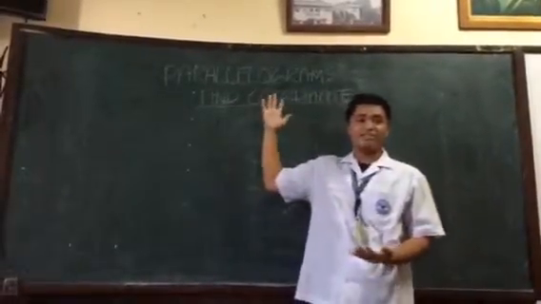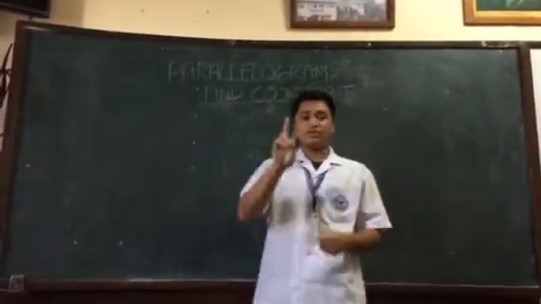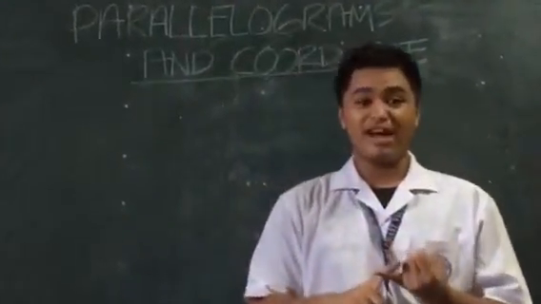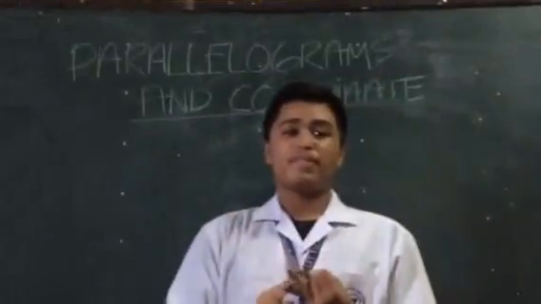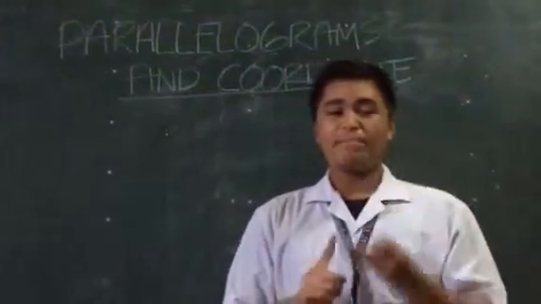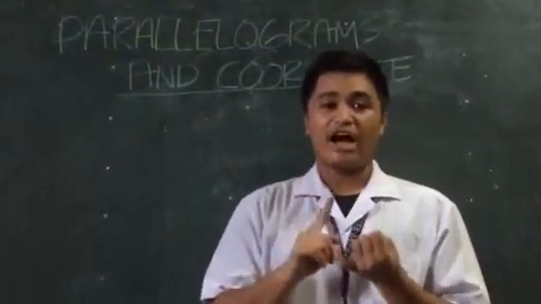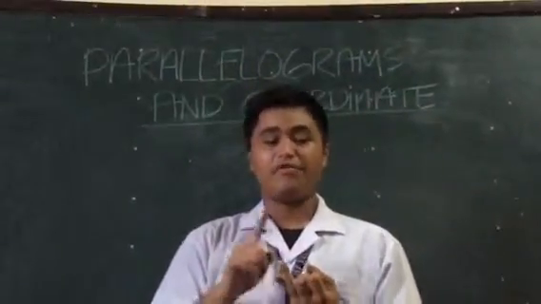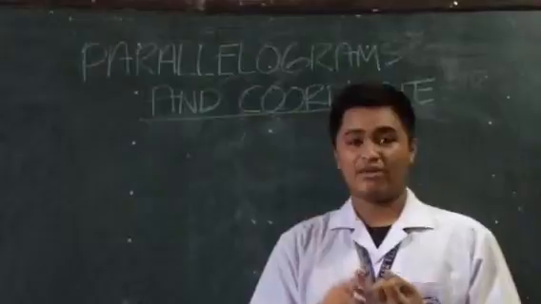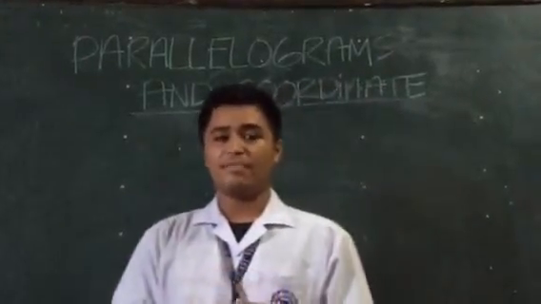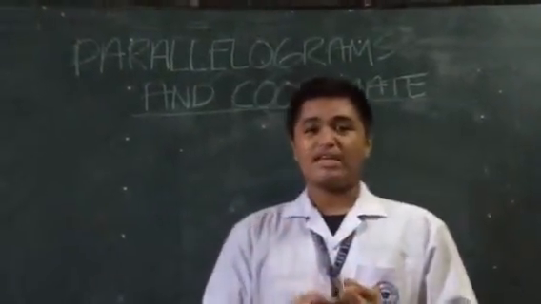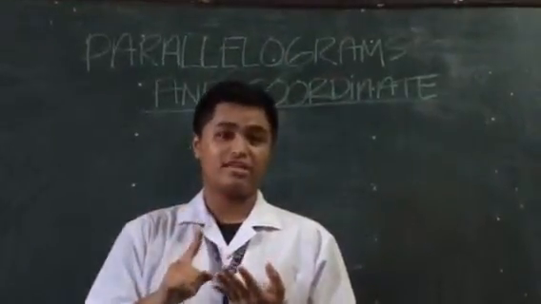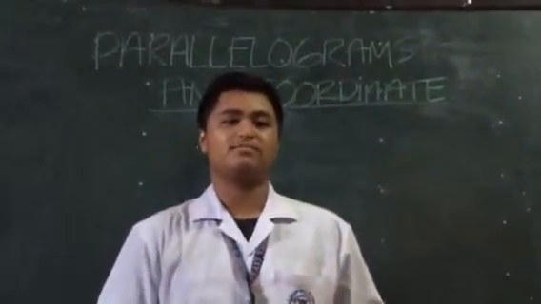In parallelograms and coordinates, there are two formulas being used: the midpoint formula and the slope formula. The midpoint formula is used to determine the coordinates of the intersection of the diagonals in a parallelogram. The slope formula is used to determine if the quadrilateral is a parallelogram or not.